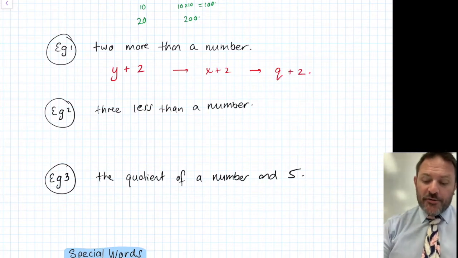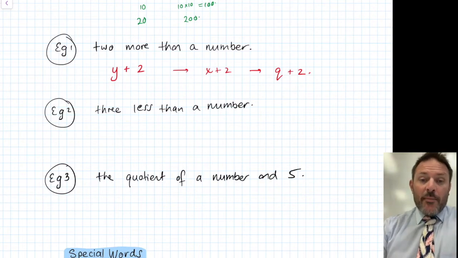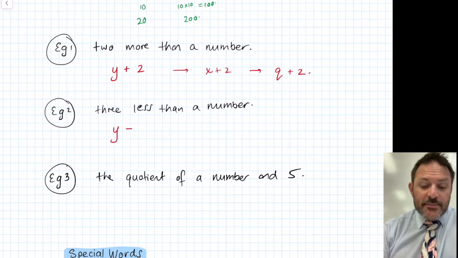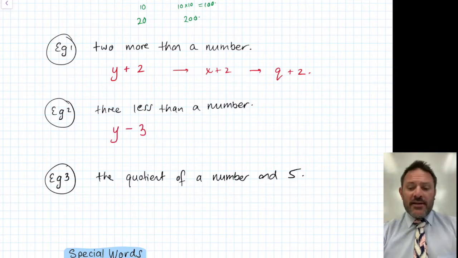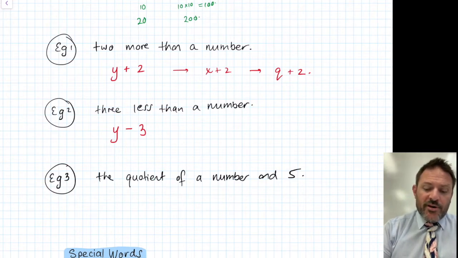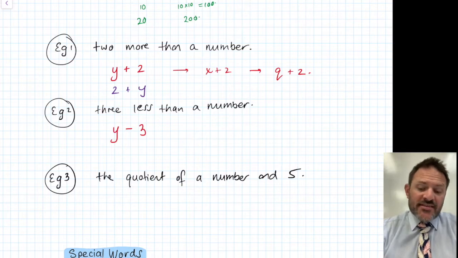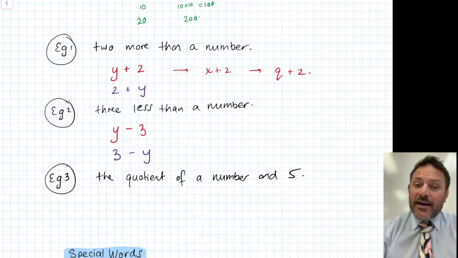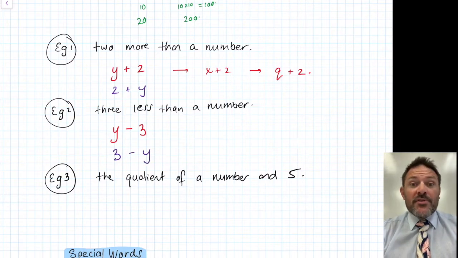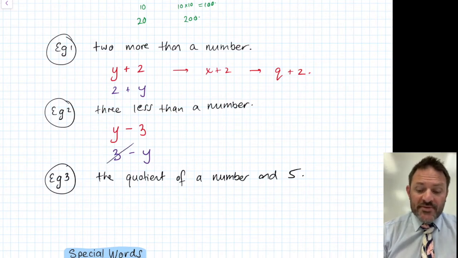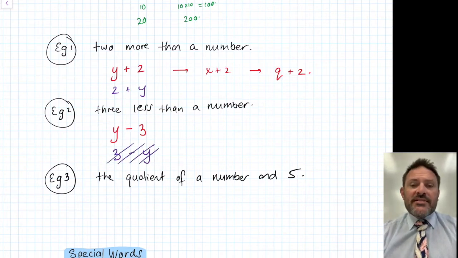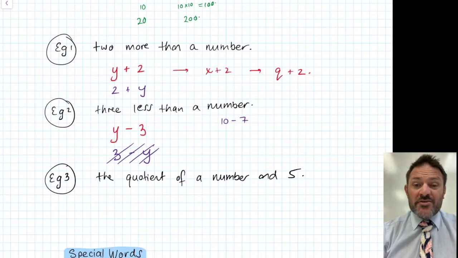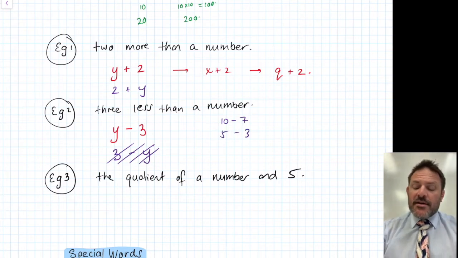Okay, what about the next one? 3 less than a number. Well, I'm hoping you've said, very similar to example 1, y subtract 3. Now we've got to be very careful here. In that first example, we could have actually rearranged that and said 2 plus y, for example. That's the same thing because they're both positive numbers. The problem is, if I say 3 minus y, now I have a negative y, not a positive y, and they are different terms, and only one of them is correct. So if you think, what's 3 less than 10? Well, that would be 7, right? Because you do 10 minus 3. What's 3 less than 5? 2. 5 minus 3. Okay.